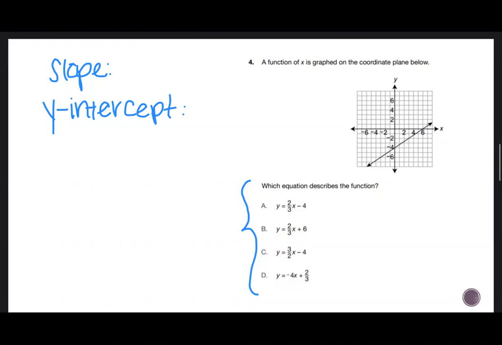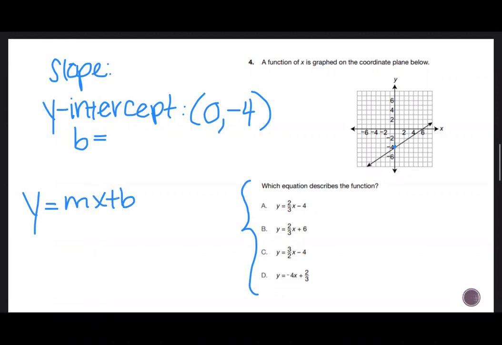The y-intercept is where the line crosses the y-axis. So the line crosses the y-axis right there, right where I made that blue dot. And that is at the point (0, -4). So if we compare it to slope-intercept form, y equals mx plus b, that means b is equal to negative 4.